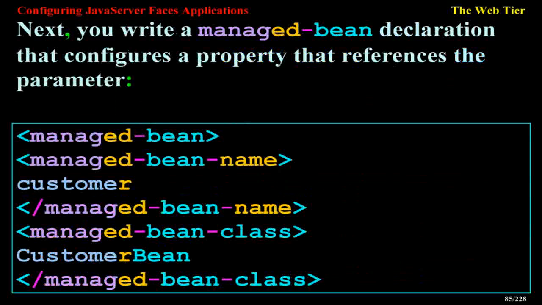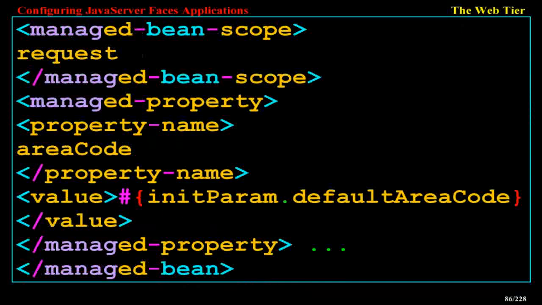Next, you write a managed bean declaration that configures a property that references the parameter. <managed-bean><managed-bean-name>customer</managed-bean-name><managed-bean-class>CustomerBean</managed-bean-class><managed-bean-scope>request</managed-bean-scope><managed-property><property-name>areaCode</property-name><value>#{initParam.defaultAreaCode}</value></managed-property></managed-bean>.